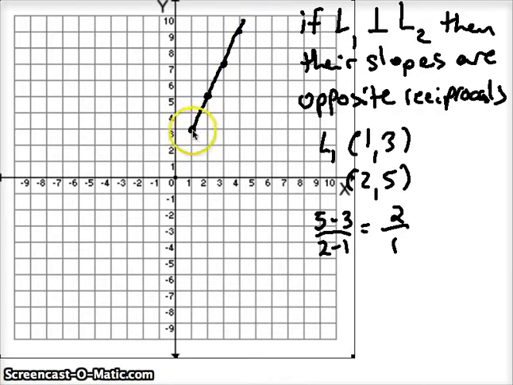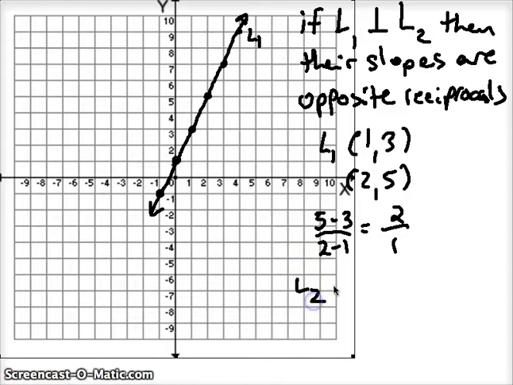We could always do it backwards. Instead of going up 2 over 1, we could go down 2 and to the left 1. That's the same thing, because from this point to this point, we're still going up 2 over 1. So that should be enough for this line, line 1.